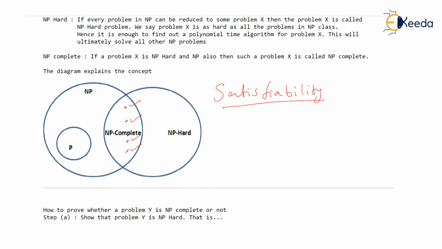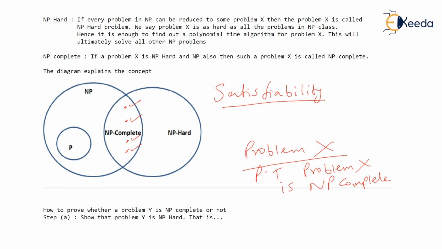So that's what we are going to see in our next video. Suppose we get a new problem, let's say problem X, and somebody asks us to prove that problem X is in the NP complete set, is NP complete. You always understand we have been asked to prove it; it might be that problem X is not NP complete. That's what we have to check, whether problem X is NP complete.